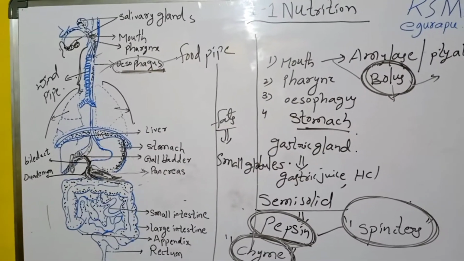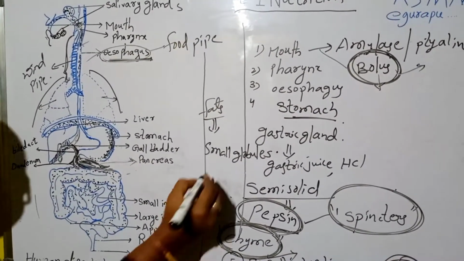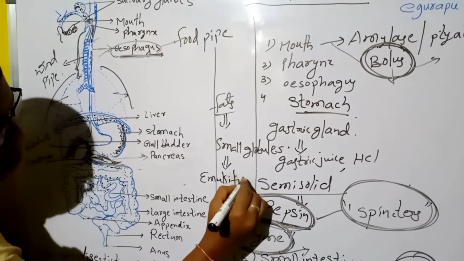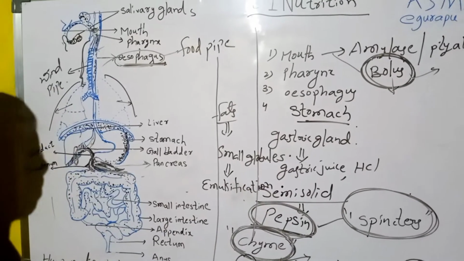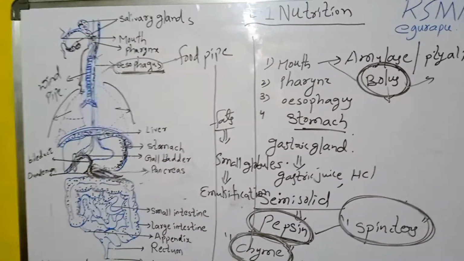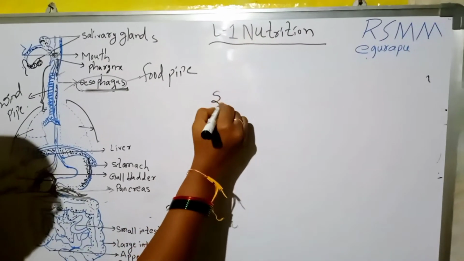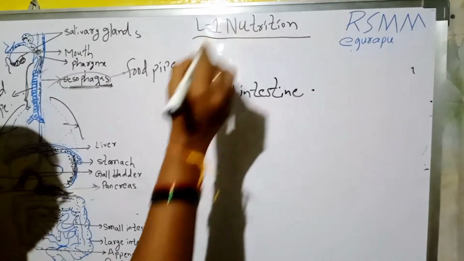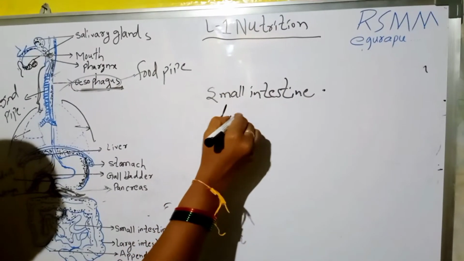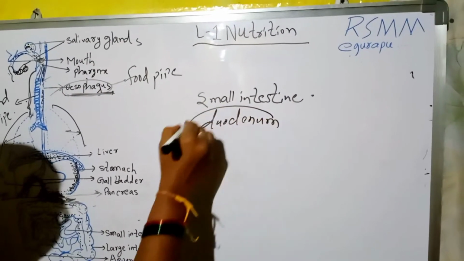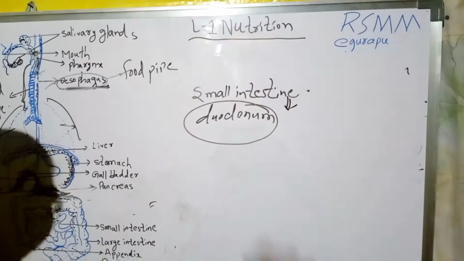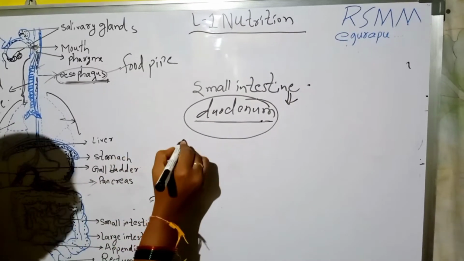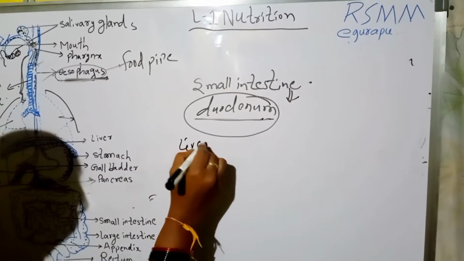Small globules. This process is called emulsification. Okay, we are studying the duodenum. This is the proximal part of the small intestine. It receives the secretions from the pancreas and liver.